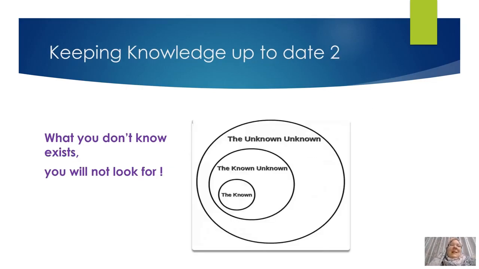So this is another diagram to show this. The little circle represents the known knowns, the bigger circle the known unknowns, and this is what we know we don't know, and we can address them. We can make a list and address them. But then there's this big circle of unknown unknowns.